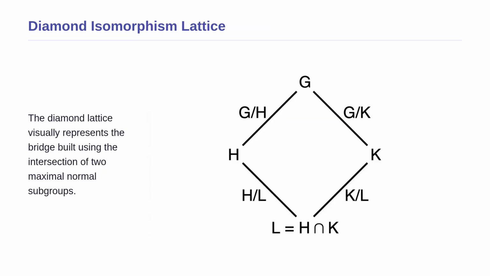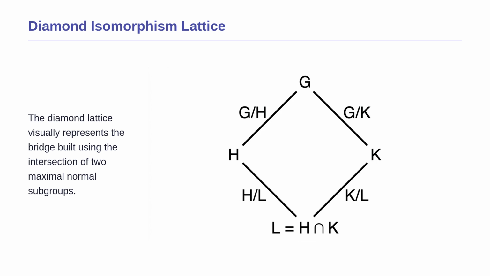To make this proof completely clear, let us look at a visual representation of the bridge we just built. This is the diamond isomorphism lattice diagram. At the top, we have a main group G. The 2 paths branch downwards to the maximal subgroups H and K. They then converge at the bottom vertex, which is their intersection L.